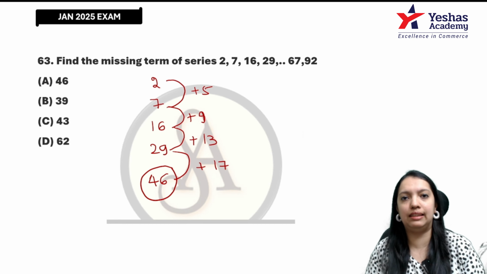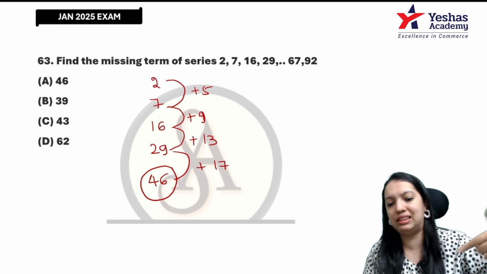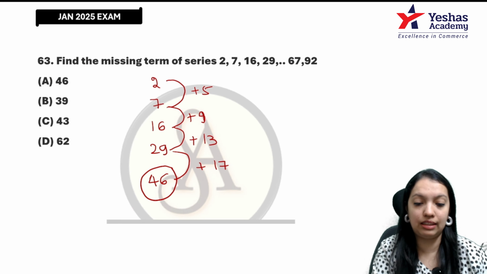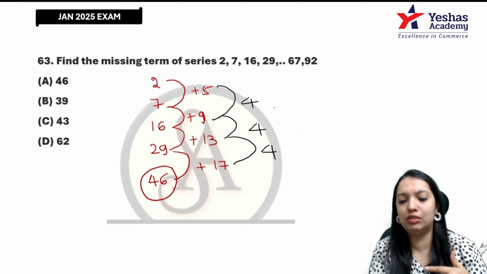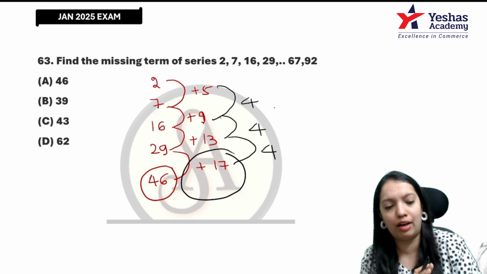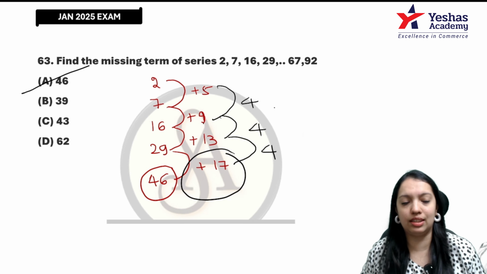Next, find the missing term. 5, 9, 13, 17. Basically, the difference between the terms is equal to 4. 13 plus 4 is 17, so what you have to add is 4, and 46 is your answer.